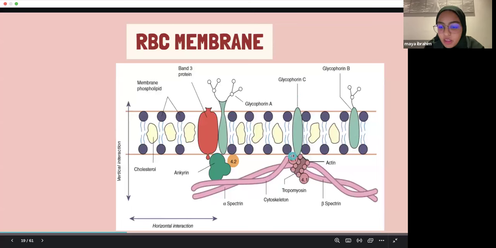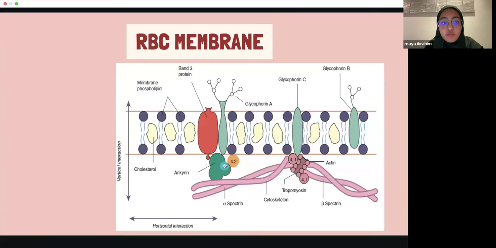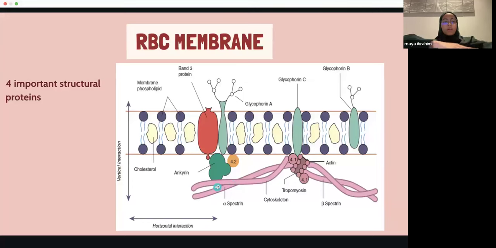Now, for the RBC membrane, there's this picture in your slides, which scares me a lot to this day. There are four structural proteins that are very important in maintaining the integrity of the membrane. The first one is spectrin. Spectrin has an alpha chain and a beta chain. These chains are arranged anti-parallelly like this. Can you guys see me? And it forms a dimer.